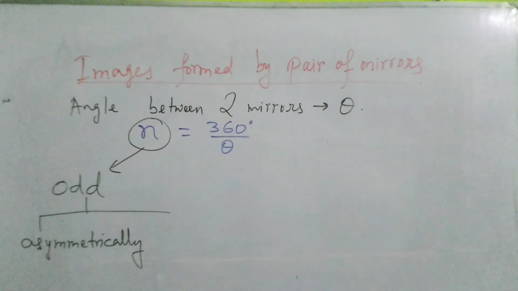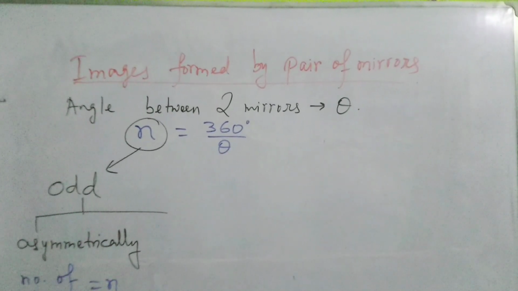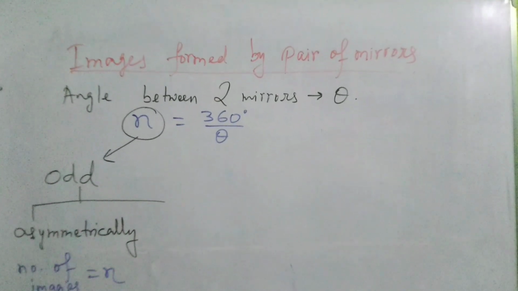When the object is kept asymmetrically, what will be the number of images formed? The number of images formed will be basically n. So when the object is kept asymmetrically, the number of images is the same as n. This is the number of images formed when the object is placed asymmetrically. So this is the first case.